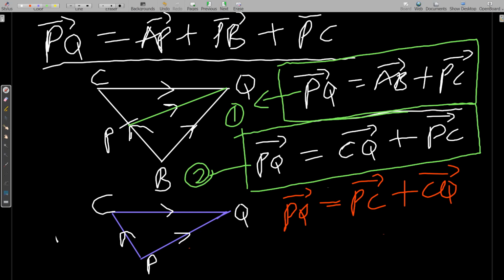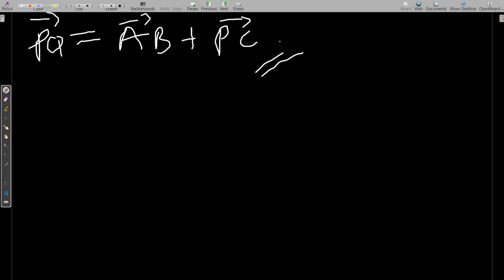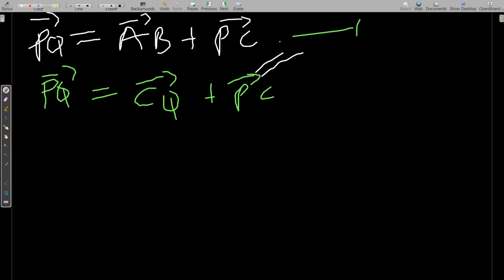So this means that I have, this is what we have, and then the second one was PQ is now equal to CQ plus PC, right? It is one equation, and this is another equation. They are both equations for PQ, meaning they are the same. So I can equate this equation.